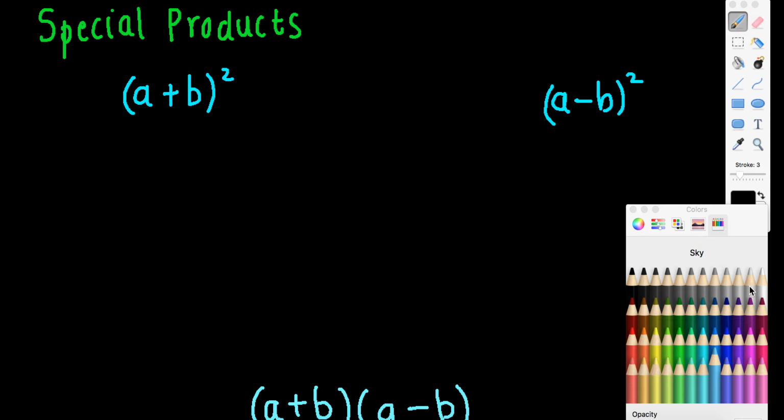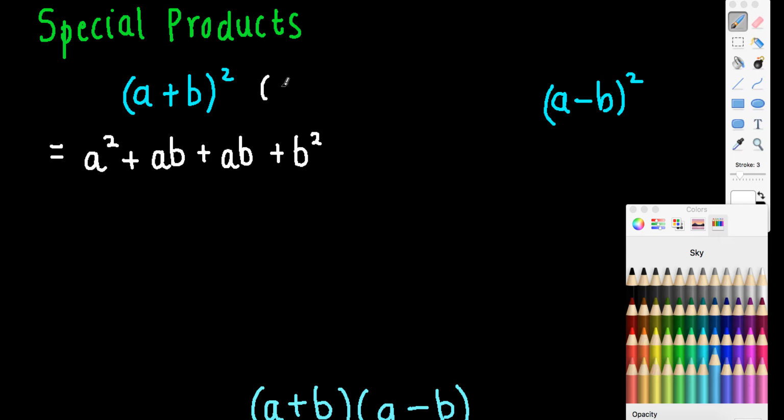maybe I'll try a different colour. Here we go. This will come out as first term squared, plus a by b, which is the outer two terms, a by b again, plus b squared. And of course this is because it looks like this.